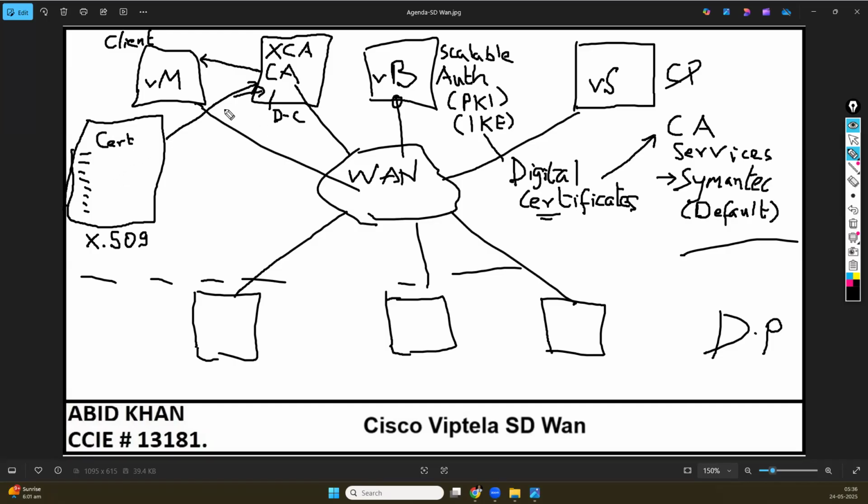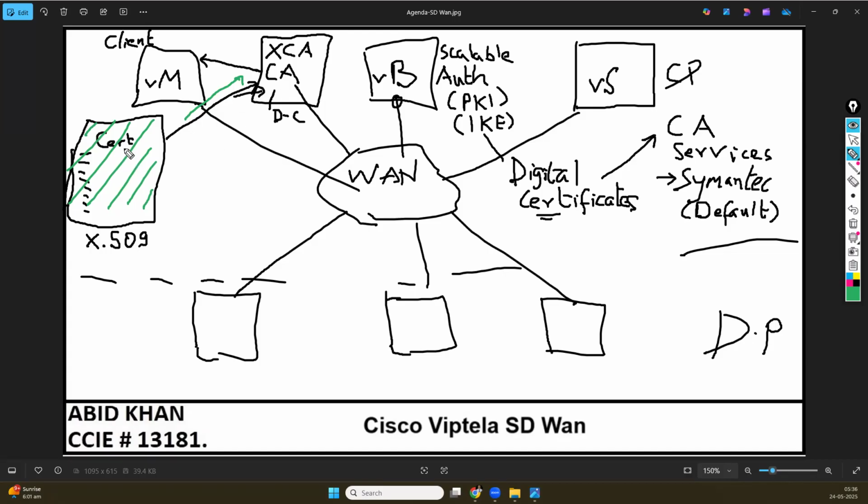And then, using the digital certificate of the CA server, the client uses that fingerprint. It means it has what? A public key. So using the public key of the CA server, it will encrypt this certificate, the unsigned certificate, and it is sent to the CA server for signing.